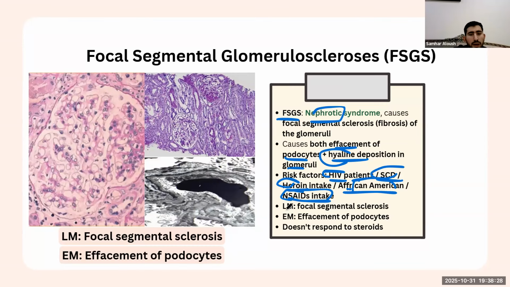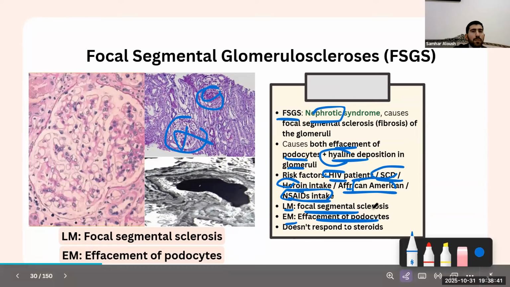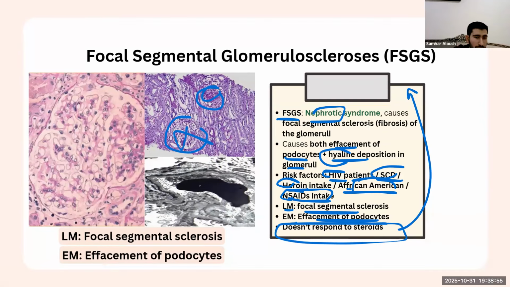Okay? So, in light microscopy, we said there is focal segmental glomerulosclerosis. So some of the glomeruli are affected, some are not. A segment from the glomeruli is affected by what? Sclerosis. On electron microscopy, there is effacement, and the most important thing here is that it doesn't respond to steroids. When they ask you a question and they say it doesn't respond to steroids, most likely they are referring to focal segmental glomerulosclerosis. I heard that this disease is not covered well in your lectures. So I wanted to include it because it's a very high yield thing, and there were questions about it in the past.